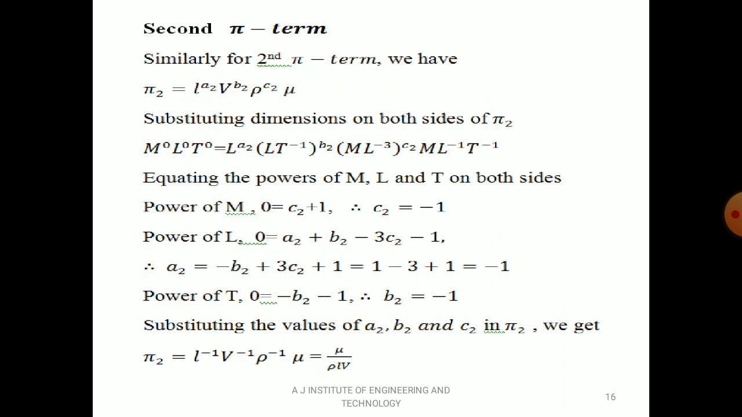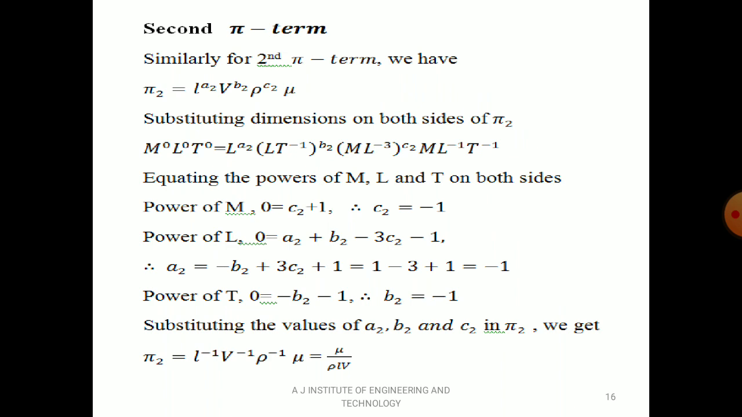Similarly, second pi term. For second pi term we have pi 2 equal to L to the power A2, V to the power B2, rho to the power C2 into mu. So substituting dimensions on both sides of pi 2, M to the power 0, L to the power 0, T to the power 0, that is equal to L to the power A2, L T to the power minus 1 to the power B2 into M L to the power minus 3 to the power C2, M L to the power minus 1 T to the power minus 1. So now equating the powers of M, L and T to get values of A2, B2, C2.